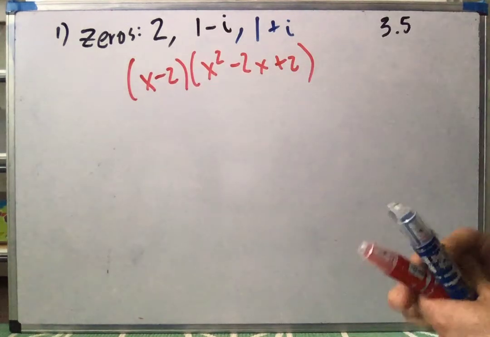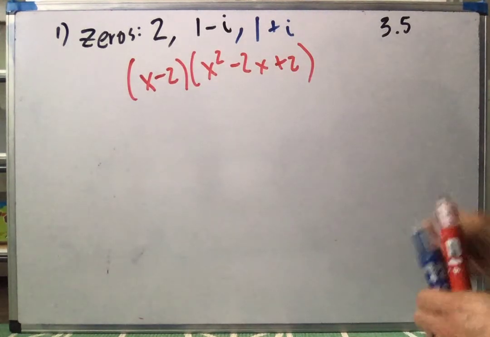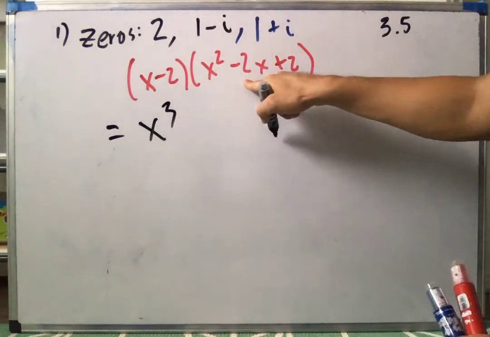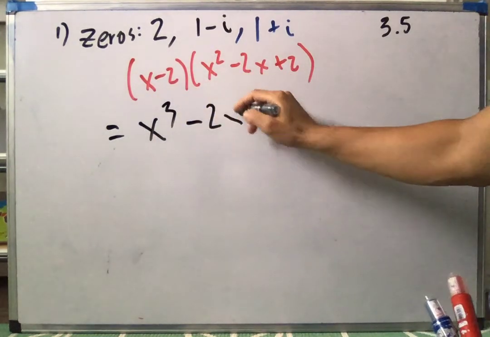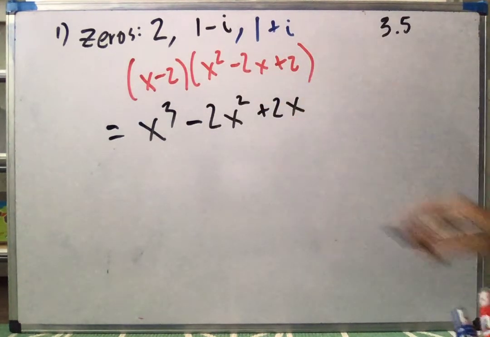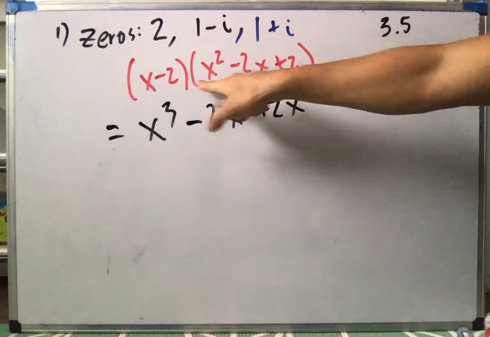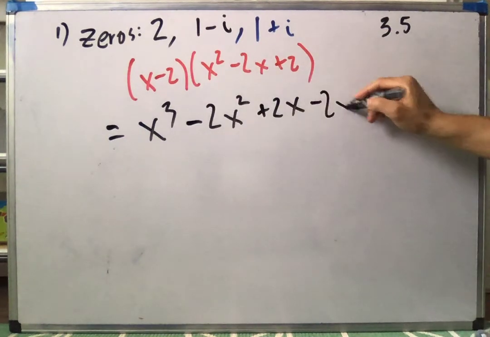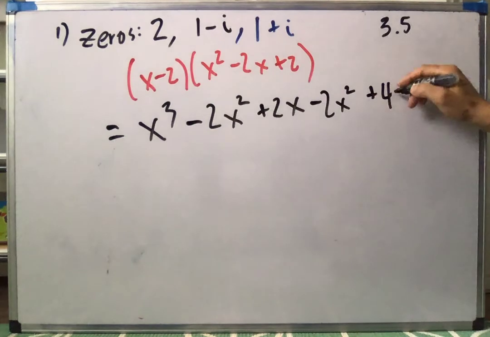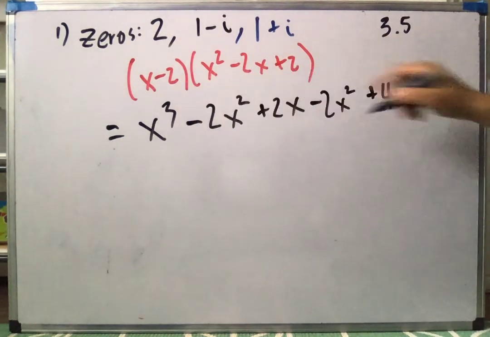x times x squared is equal to x cubed. And x times negative 2x is minus 2x squared. x times 2 is plus 2x. Now I'm going to move on to the negative 2. Negative 2 times x squared is negative 2x squared. Negative 2 times negative 2x is plus 4x. And negative 2 times 2 is negative 4.